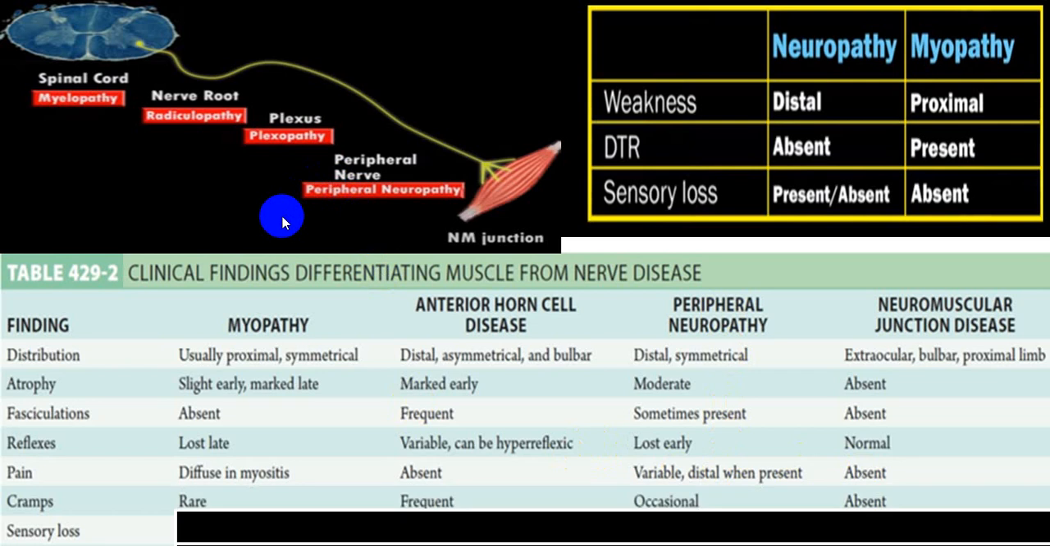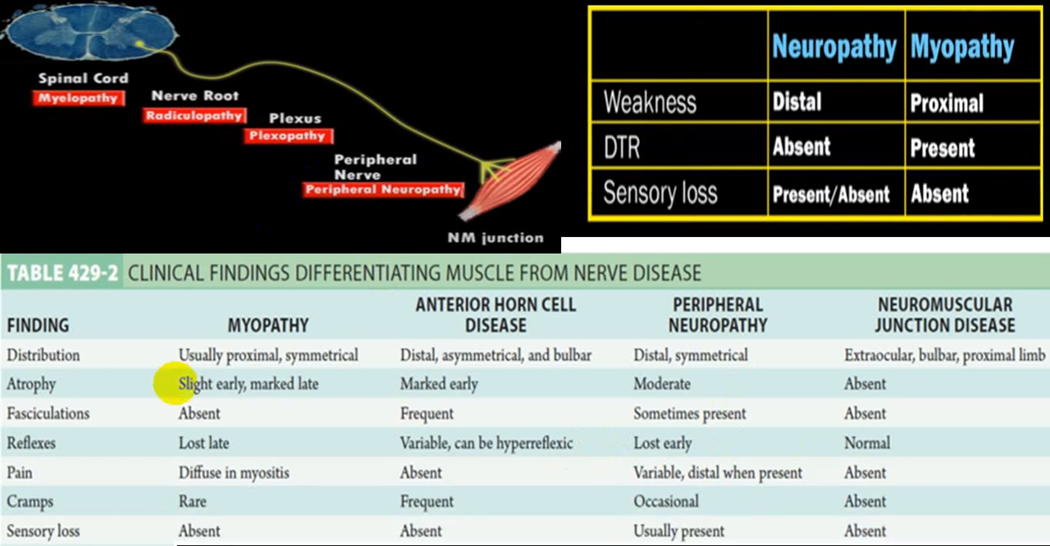Sensory loss and cramps. Cramps will be rare in myopathy. In anterior horn cells may be present. Peripheral neuropathy occasional, and myoneural junction usually not present. Sensory findings never in case of myopathy. Anterior horn cells also sensory loss is absent. In peripheral neuropathy always present, and myoneural junction also always absent. So this will be very important clue as far as to rule out peripheral neuropathy from other.